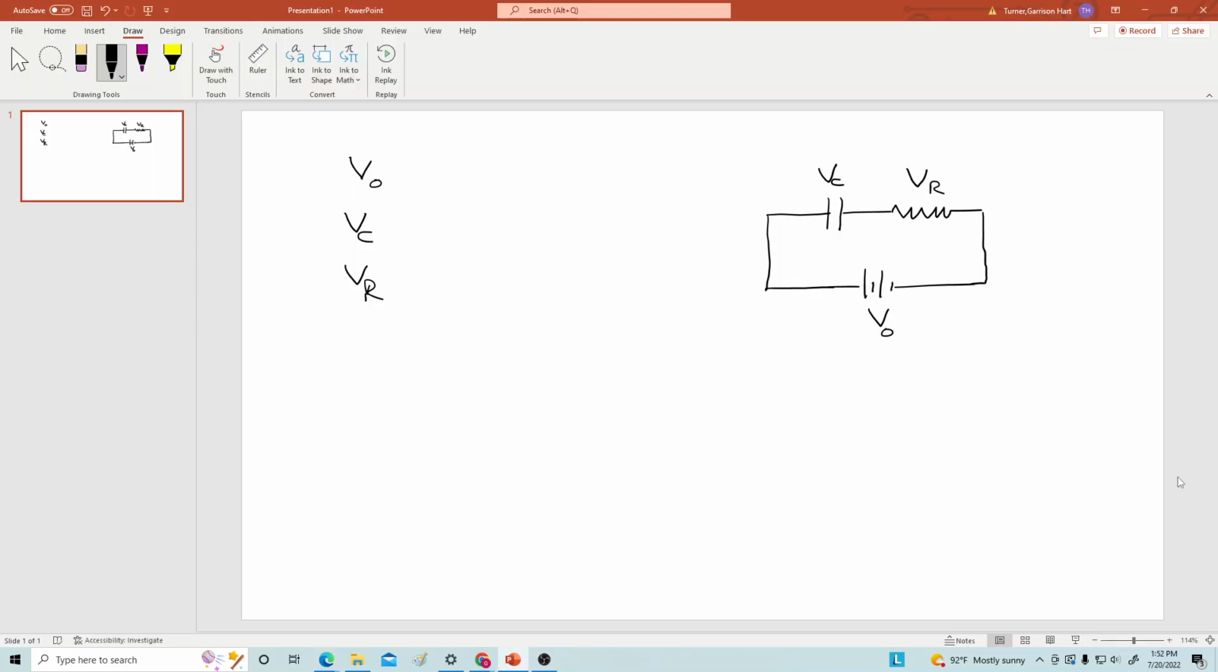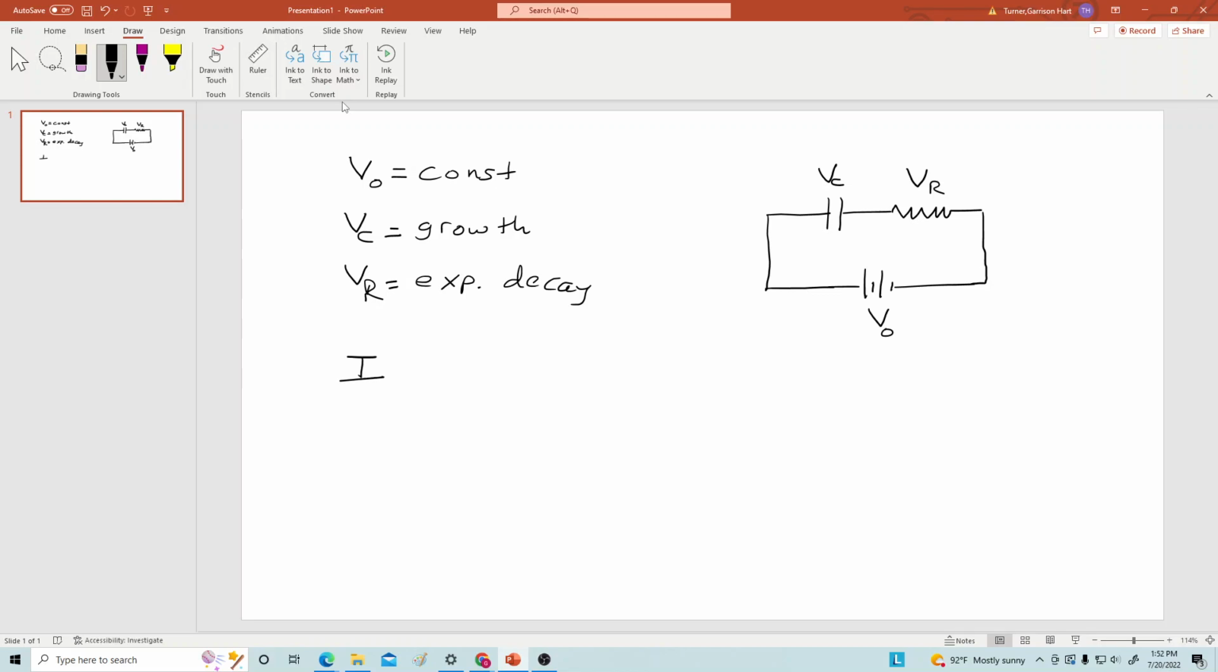So let's see what's happening, right? So first things first, the voltage across the battery was constant. The voltage across the resistor was exponential decay. Okay. The voltage across the capacitor was growth.